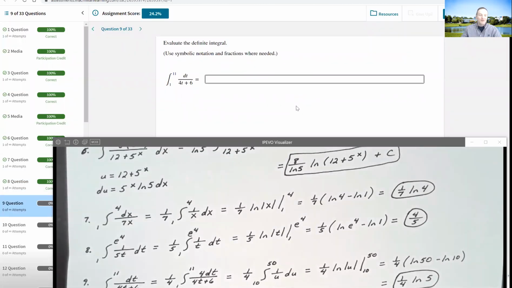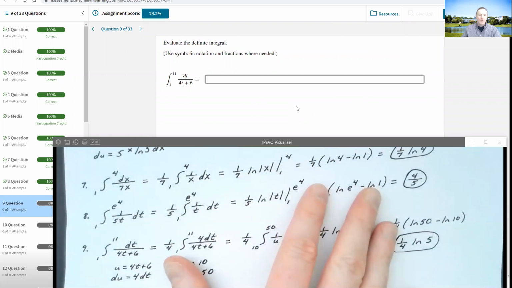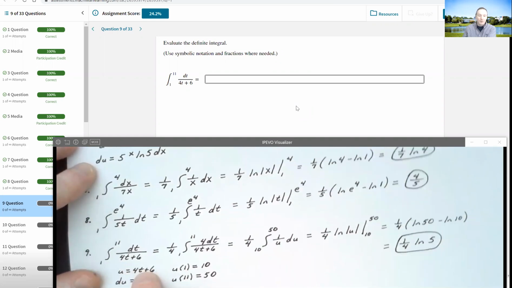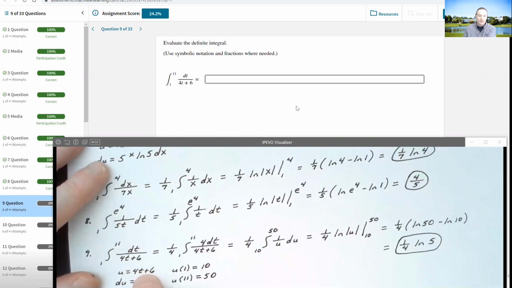For the next one here, number 9. We have the integral from 1 to 11 of dt over 4t plus 6. So yet again, this is going to be a natural log, but it takes a little bit more work to get to it. This time I had to do the substitution. I'll let u equal the denominator, 4t plus 6. The derivative of that is going to be 4 with respect to t. So now in order to do this substitution, I have to see a 4 dt in the problem. I multiply by 4 on the inside, right here, divide by 4 on the outside.